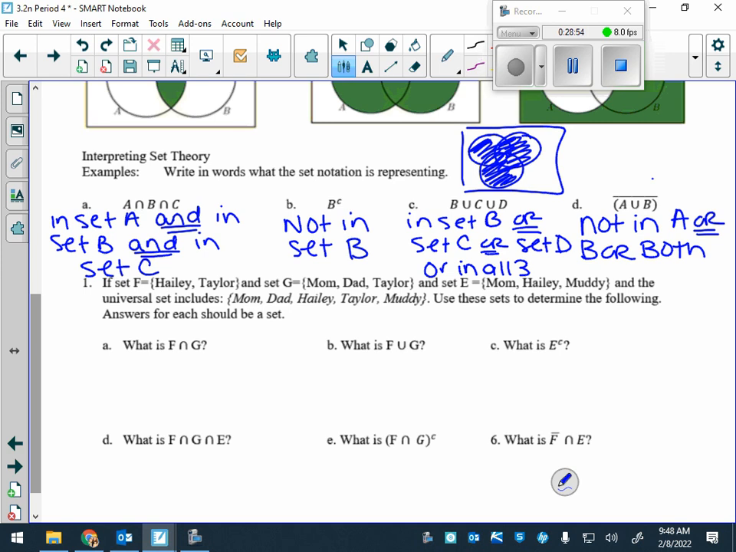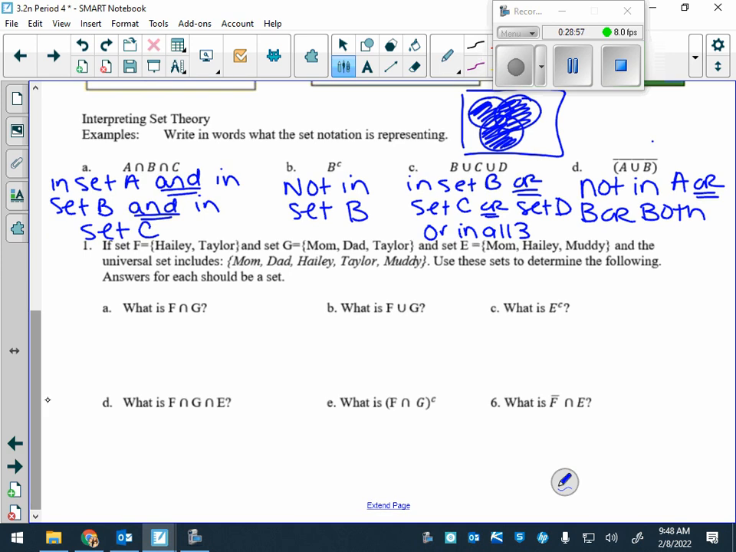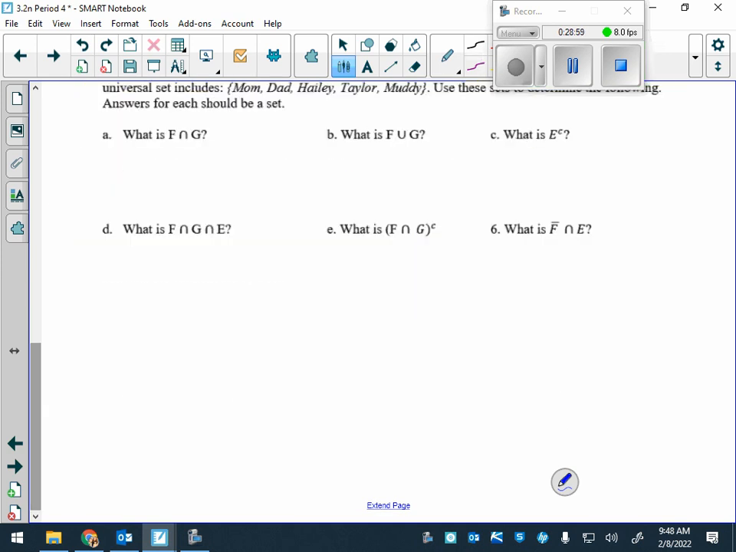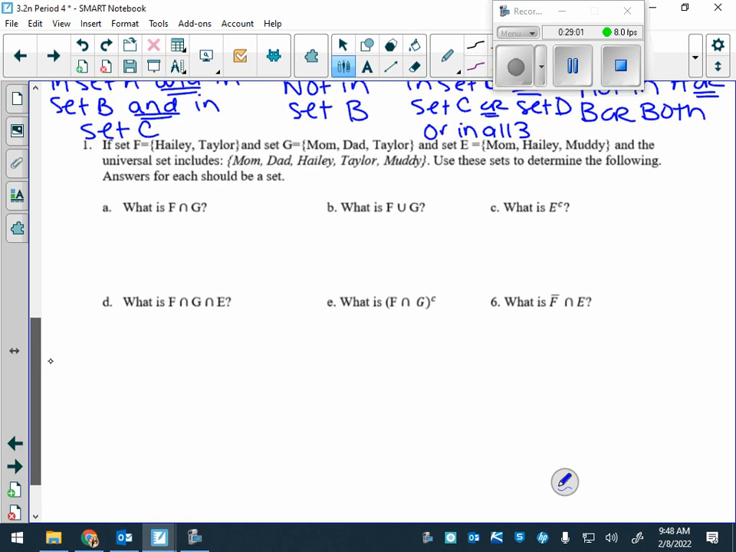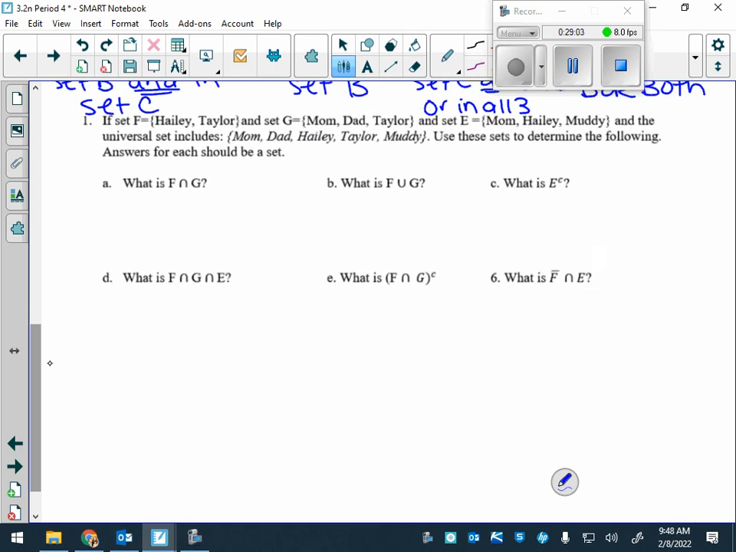Okay. So now we're going to get to an example with three different sets. Okay. Set F, it's Haley and Taylor. Set G, Mom, Dad, and Taylor. Set E, Mom, Haley, and Muddy. And the universal set includes Mom, Dad, Haley, Taylor, Muddy. So that's everybody that has to be included. Okay? Now we're going to go through notation. Who is in F and G?